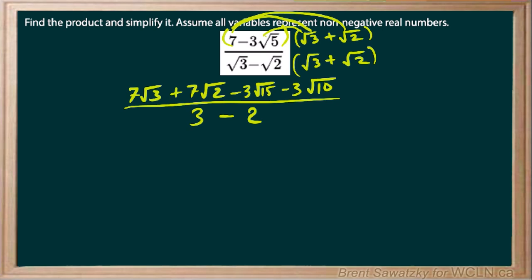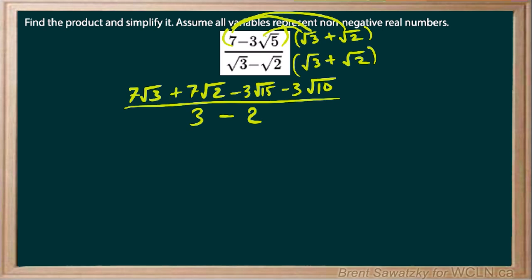So now what we're going to do is 3 minus 2 is 1, so dividing by 1 is just like the same number, so we can just get rid of that denominator. We no longer have a fraction, which is nice. And as we move to the next step, let's take a look. Do we have any like terms here? Root 3, root 2, root 15, root 10?